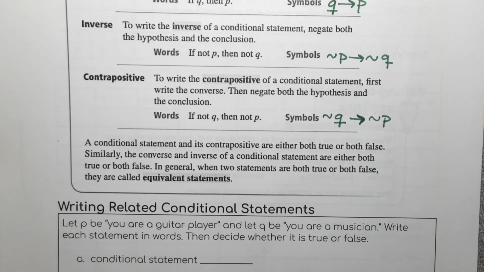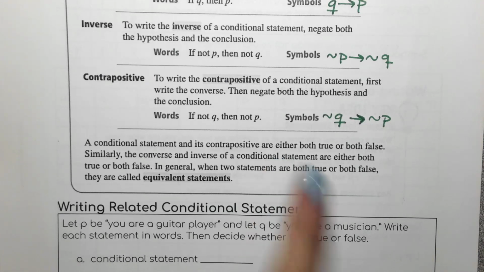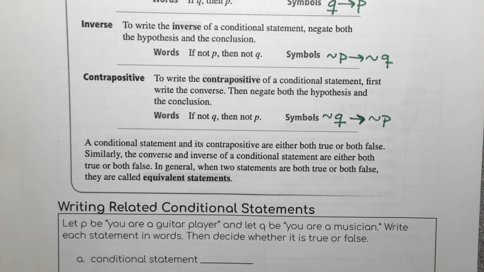All right, a conditional statement and its contrapositive are either both true or both false. Similarly, the inverse and the converse of a conditional statement are either both true or both false. In general, when two statements are both true or both false, they're called equivalent statements.